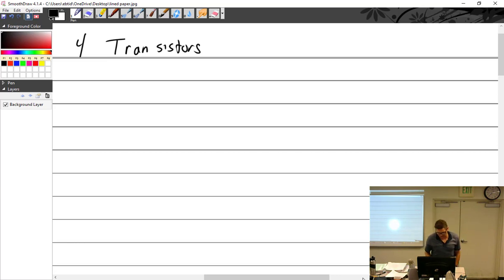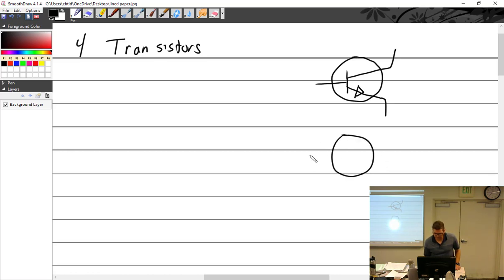All right, transistors. We have two types. Well, let's do a transistor. So transistors, if you remember from a few weeks ago, one of them has an arrow going that way, and one of them doesn't.